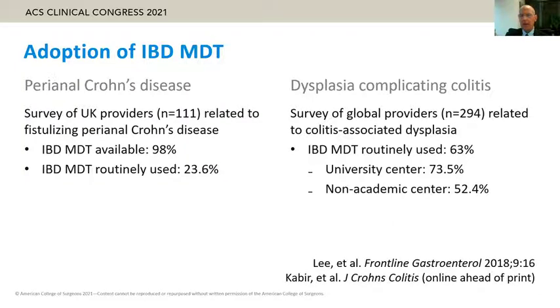And when it came to dysplasia complicating colitis, this was a global survey of some 300 providers related to this type of dysplasia. What they found was that an MDT was routinely used in about 2/3 overall, but it was much more likely that a conversation would be held in a university setting as opposed to a non-academic center.